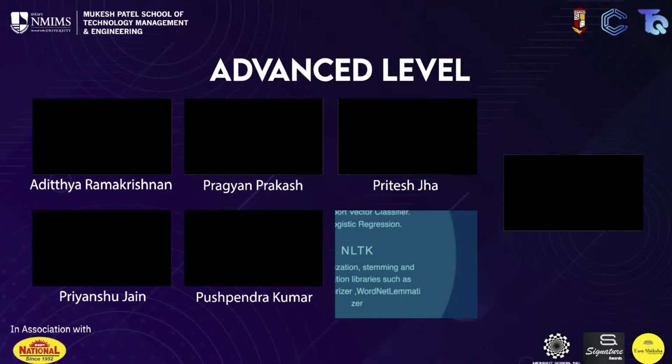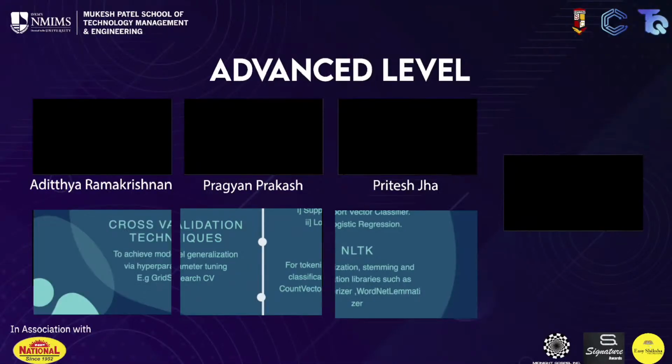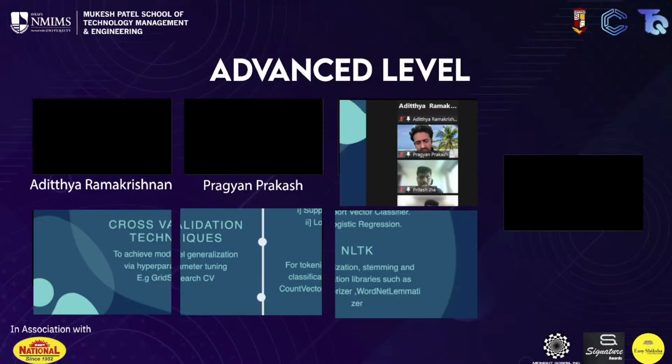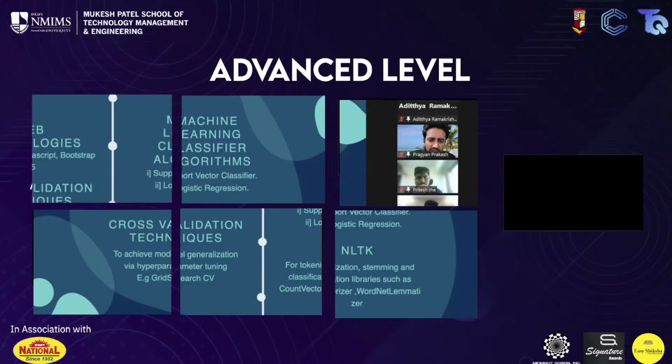We also used the packages NumPy and Pandas. They are the go-to packages for data extraction, multi-dimensional array operations, manipulation, and graphical visualization. We use them extensively. The cross-validation technique is basically used to achieve model generalization via hyperparameter tuning. NLTK means Natural Language Toolkit. It was used for tokenization, stemming, and classification libraries, such as CountVectorizer and WordNetLemmatizer.